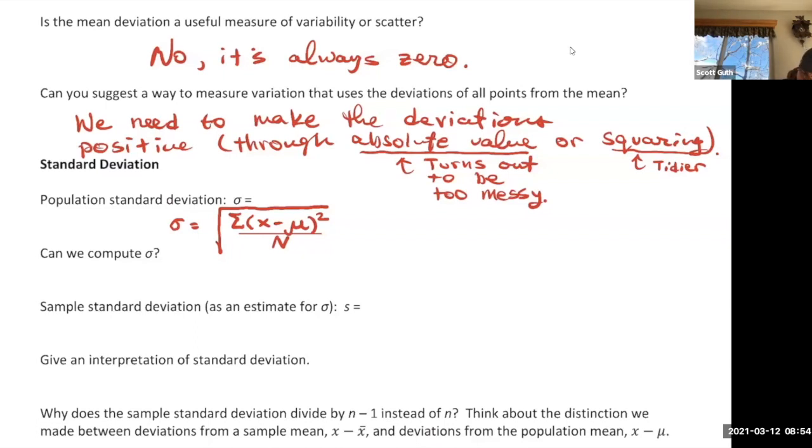And just as a reminder here, sigma, this Greek letter, looks like a 6 but leaning over a bit. This is a lowercase Greek sigma, and it's for the population standard deviation. Sigma is an S in the Greek alphabet, and so obviously the S just stands for standard deviation.